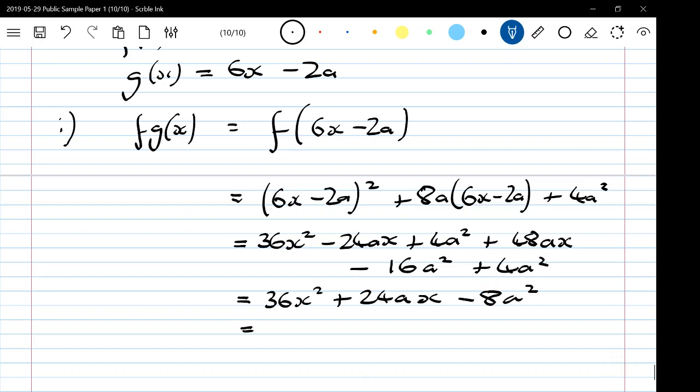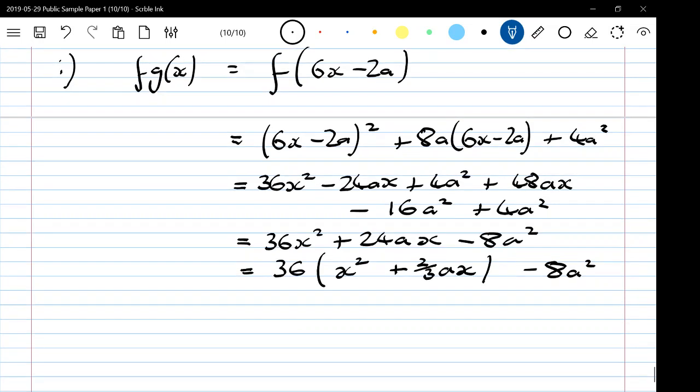And I think we need to find the range. This is a quadratic, isn't it? So it would help us to complete the square. Let's take 36 as a factor out of that. That's x squared plus, so 24 is what, two thirds of 36, so two thirds of ax, minus 8a squared.